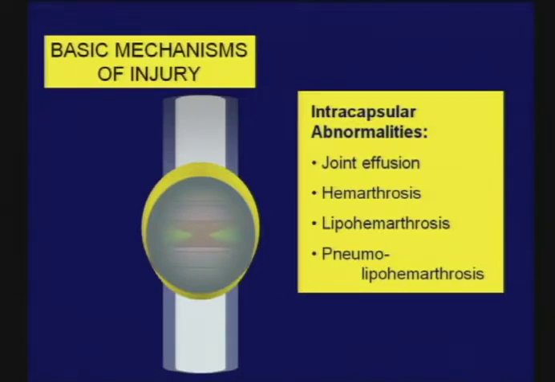As the two bones collide, four potential acute findings may be present within the intervening joint: a joint effusion, a hemarthrosis, a lipohemarthrosis, or most complex of all, a pneumolipohemarthrosis. The pneumolipohemarthrosis is most typically seen in the hip joint, where even gas also is present in the joint, typically associated with fractured dislocations about the hip.